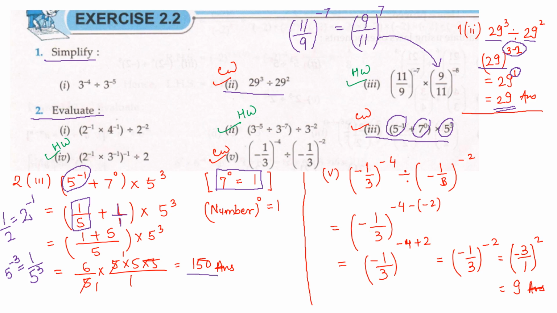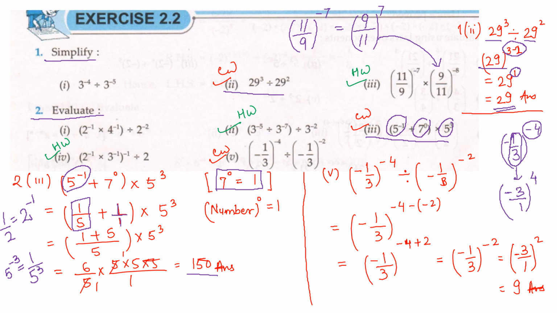Fifth subpart, minus 1 by 3. Now here you see minus 1 by 3 to the power minus 4. Always try to make your powers positive. This is negative. Okay. So what you will do, you invert this number. You reciprocate this number. So it will be 3 by 1. Minus sign will be there. Then what will happen? Minus 4 will become a plus 4. This you have to keep in mind.